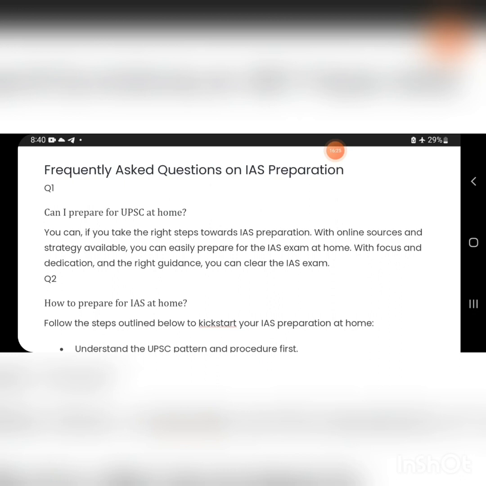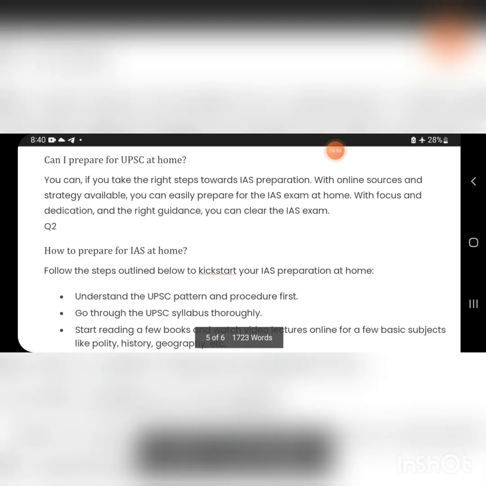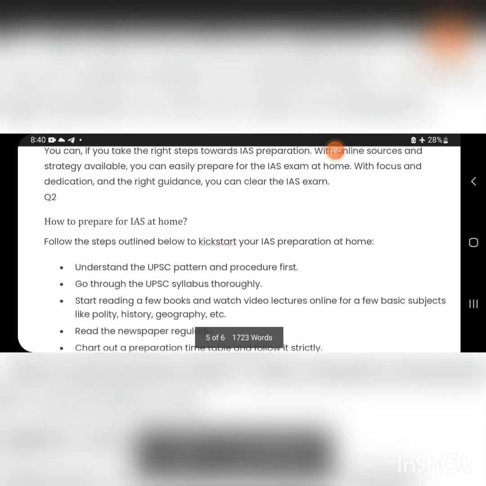If you take the right steps towards IAS preparation with the online sources and strategy available, you can easily prepare for the IAS exam at home with focus and dedication and the right guidance. You can clear the IAS exam. Yes, it will take some time, but your consistency will definitely help you in qualifying this examination with a good rank.